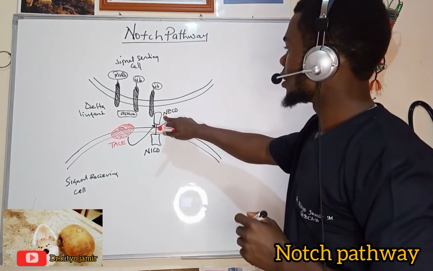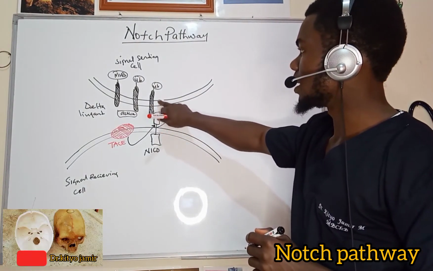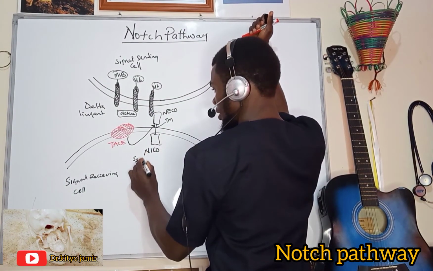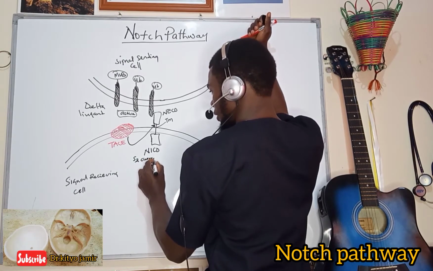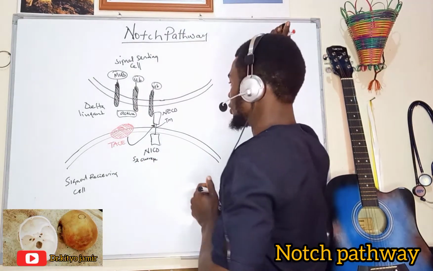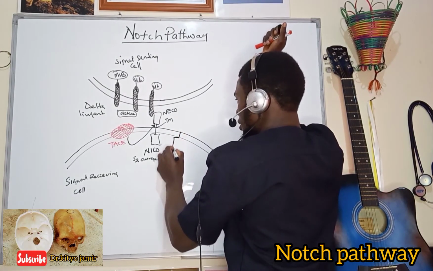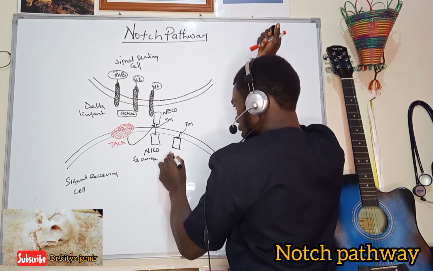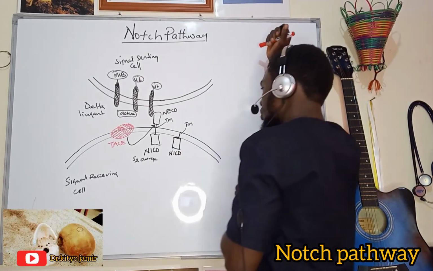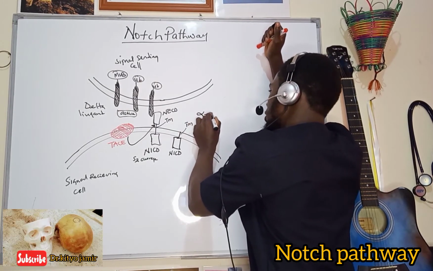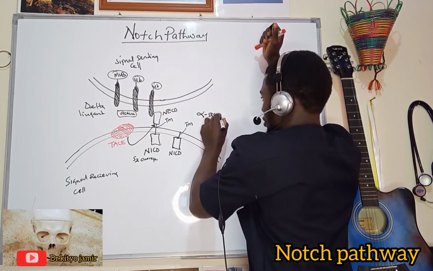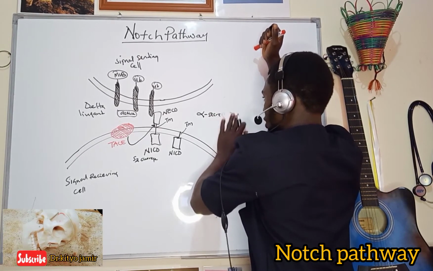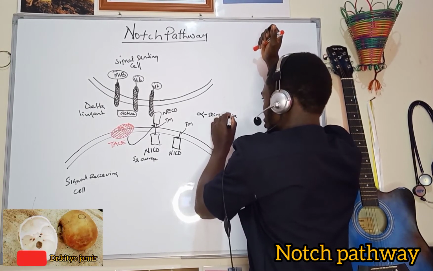So this TACE is going to cleave the NECD delta complex. This is referred to as S2 cleavage. So after S2 cleavage occurs, we are going to remain with the transmembrane protein and the Notch intracellular domain. Then we are going to have a complex of alpha secretase complex.